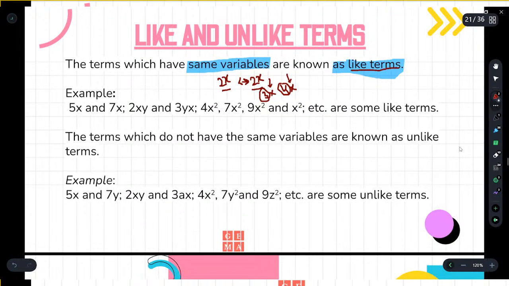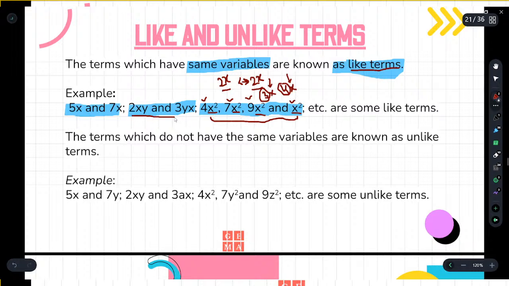So for example, we have got 5x and 7x, 2xy and 3yx, 4x square, 7x square, 9x square and x square. All of these are like terms. Why? Because their variables are the same. X square is present in all of these. The coefficients might be different, but that does not matter because we are checking their variables.